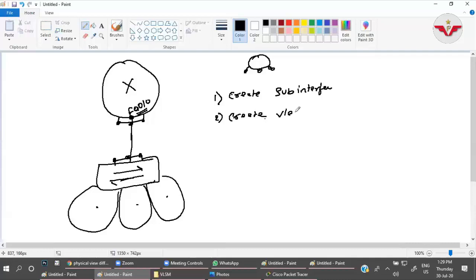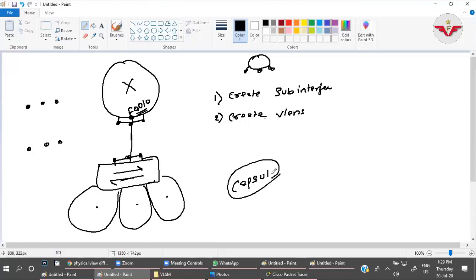Create VLANs. Done. Now, how will this router understand which VLAN is for which sub interface? I have created 1, 2, 3 sub interfaces and 1, 2, 3 VLANs for 3 networks. If there would be 10 networks, there would be 10 sub interfaces and 10 VLANs, right? As per your requirement. Now, how will this router understand which VLAN this sub interface is for? So we have heard about the term capsule.